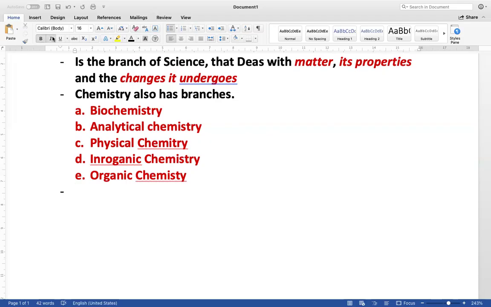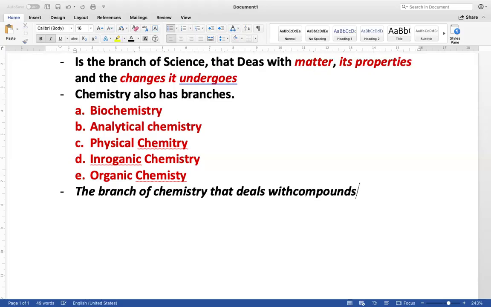So by definition, we can say organic chemistry is a branch, not of science, but a branch of chemistry, that deals with compounds containing hydrogen and carbon only.